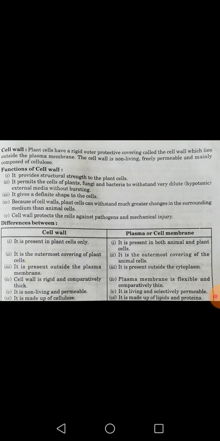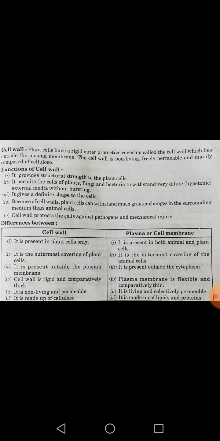And when I talk about its structure or its composition, in plants it is made up of cellulose. So you must remember, because in 1 mark question it is often asked what makes cell wall. So you have to remember that cell wall is made up of cellulose in case of the plants, and in case of the fungus, it is made up of chitin. Understood? Now I am talking about functions of cell wall.